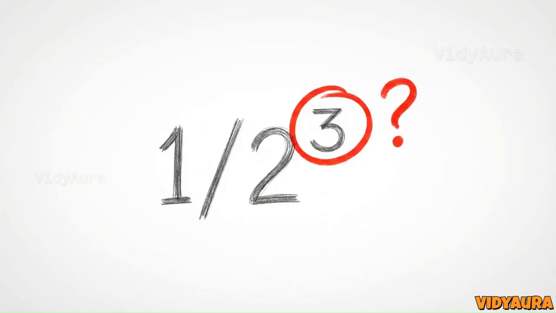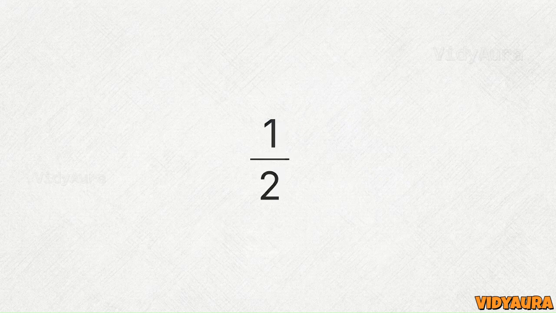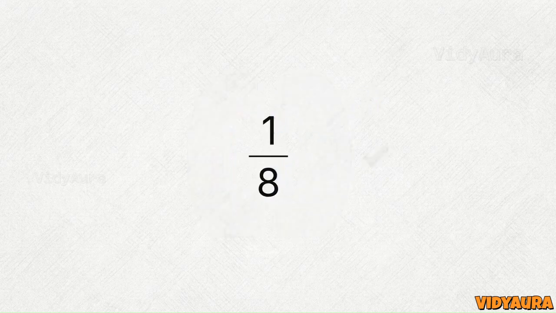There is a structural trap here. If you write out 1/2 cubed without parentheses, the exponent only applies to the top number. 1 cubed over 2 is just 1/2. You must enclose the entire fraction in parentheses to cube the whole thing and get 1/8.